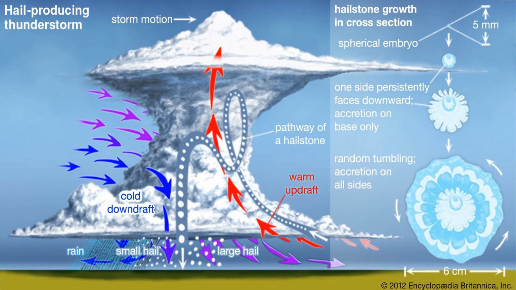When this hail is outside of the storm's updraft, it falls down to the ground and we get different types of big hailstones.